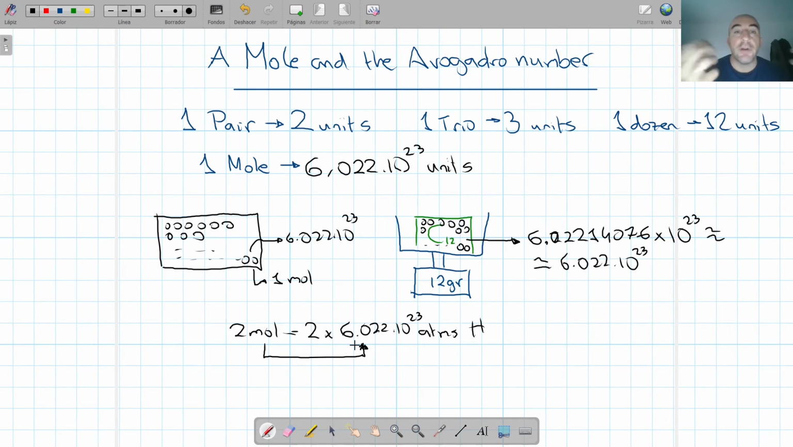Okay, so the concept is really easy. It's just a packet containing a specific number of whatever we're counting. Okay, and that number is 6.022 times 10 to the power of 23. Okay, and that number is what we call the Avogadro number. It has a name.